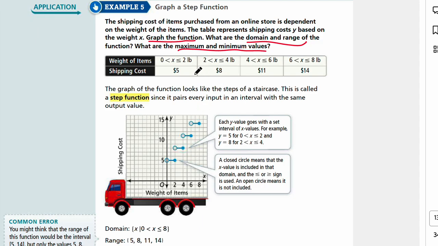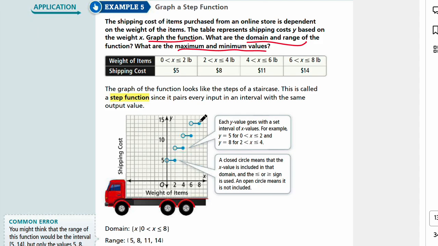So there's no in-between prices. This is what happens when there's no in-between prices, and then it's not a smooth little graph. It's not a linear graph. It jumps, right? It's the same value until it jumps and jumps, okay? So each y value goes with a set interval of x values. So for example, when y is equal to 5, your interval is everything greater than 0, less than or equal to 2.